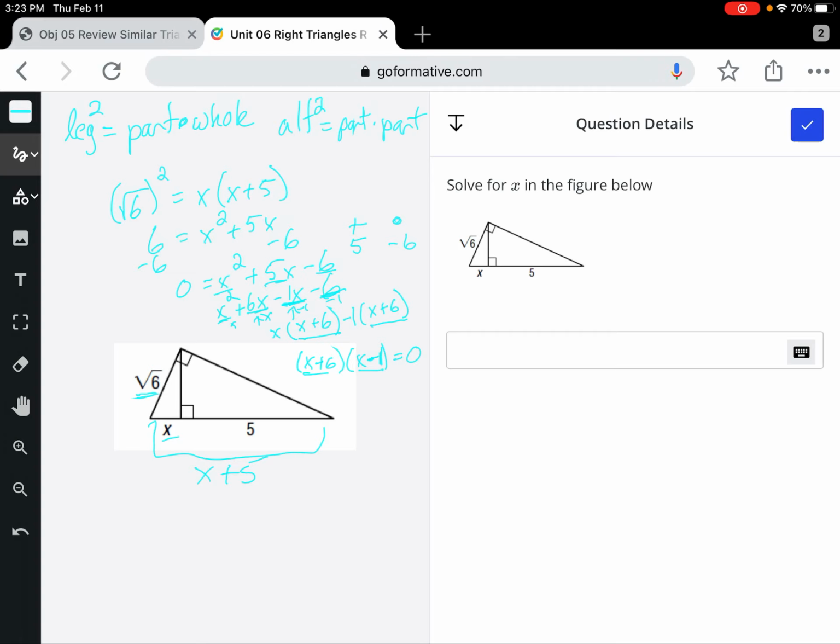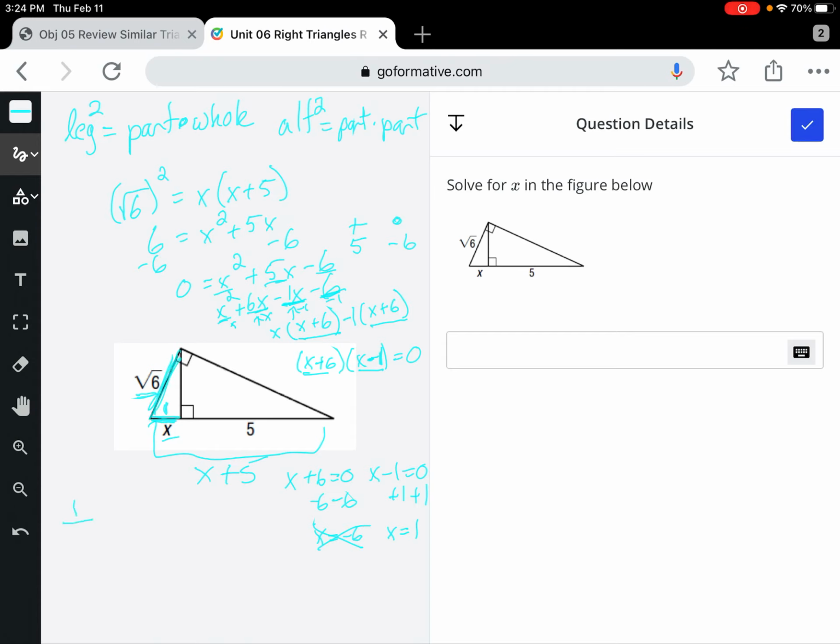This is super helpful because now I can solve this. I know if 2 things multiply to be 0, one of them has to be 0. So either x plus 6 is equal to 0 or x minus 1 is equal to 0. I subtract 6, x could be negative 6, or add 1, x could be positive 1. When we talk about this problem, x can't be negative 6 because you can't have a negative measurement, so we have 1 here. And so we can do a quick check.